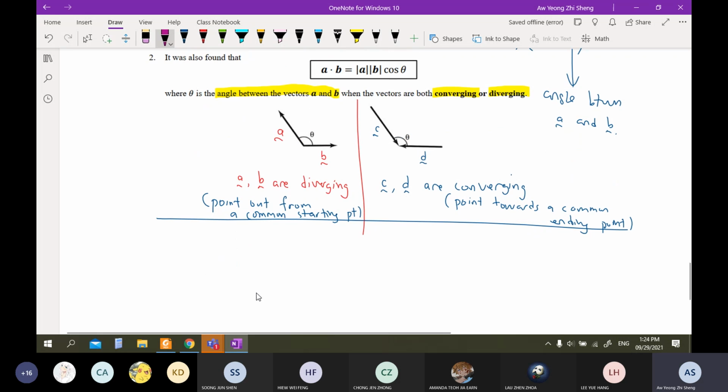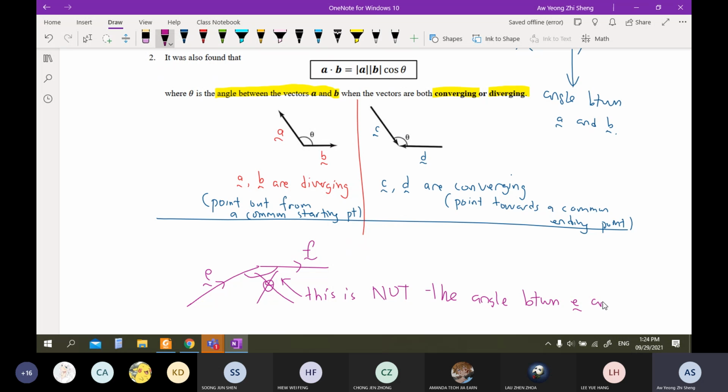Now, if you are given a pair of vectors, let's say E and F, if I give you E this way and F this way, if you take this to be the angle between them, it will be wrong. This is not the angle between E and F. So be very careful. Because in this purple colored diagram, my E and F are not converging, they are also not diverging. So you cannot measure the angle between them just like that.